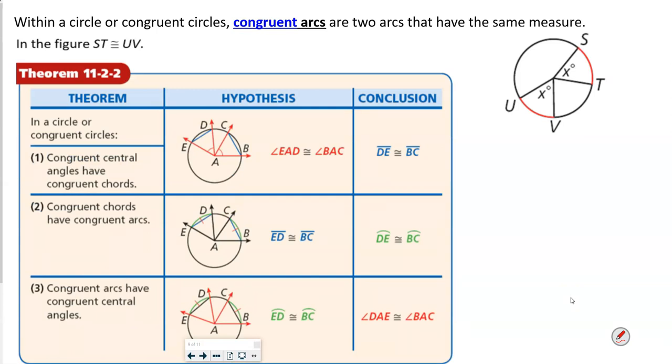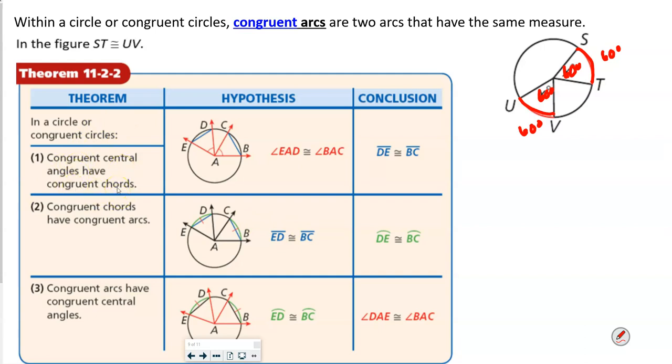So again, if we were to say that these two angles were 60 degrees and 60 degrees, then obviously that arc right there is 60 degrees and this arc right here is 60 degrees, okay? So if the angles are congruent, the arcs are congruent. Now that is going to lead us to one more statement, which is that the corresponding chords are congruent. So congruent central angles have congruent chords.